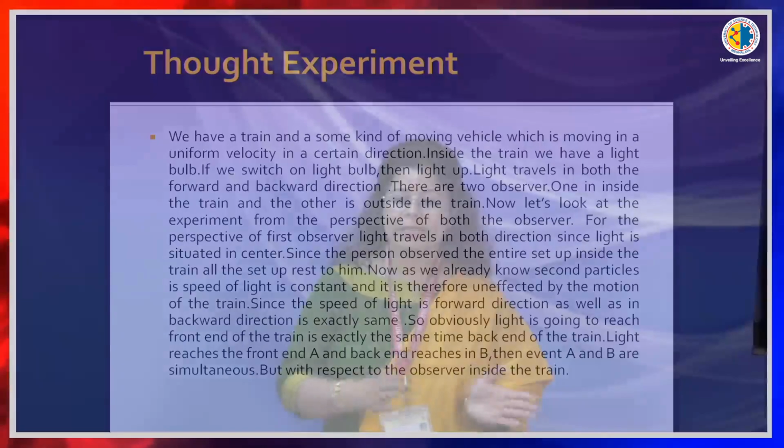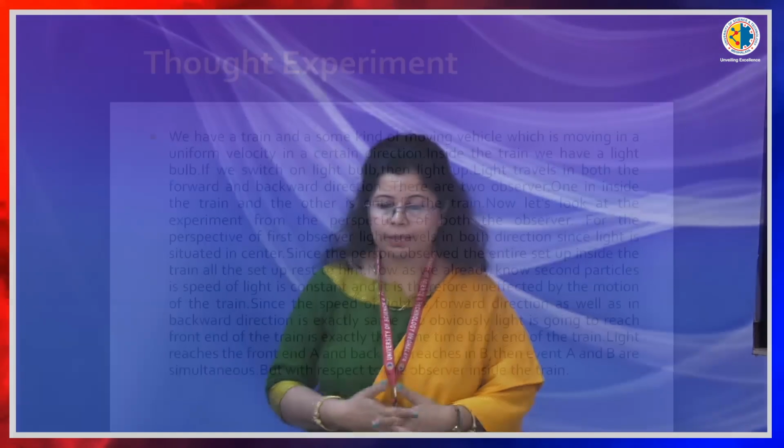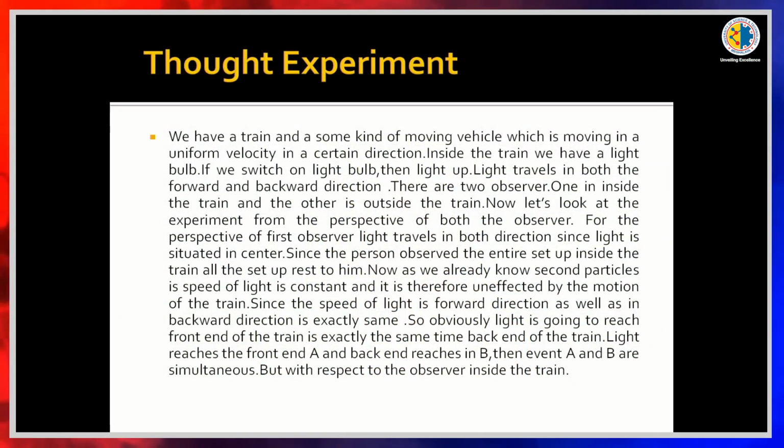Now, in this connection we are going to discuss the thought experiment. We have a train, some kind of moving vehicle, which is moving with a uniform velocity in a certain direction. Inside the train we have a light bulb. If we switch on the light bulb, then it lights up. Light travels in both forward and backward directions.